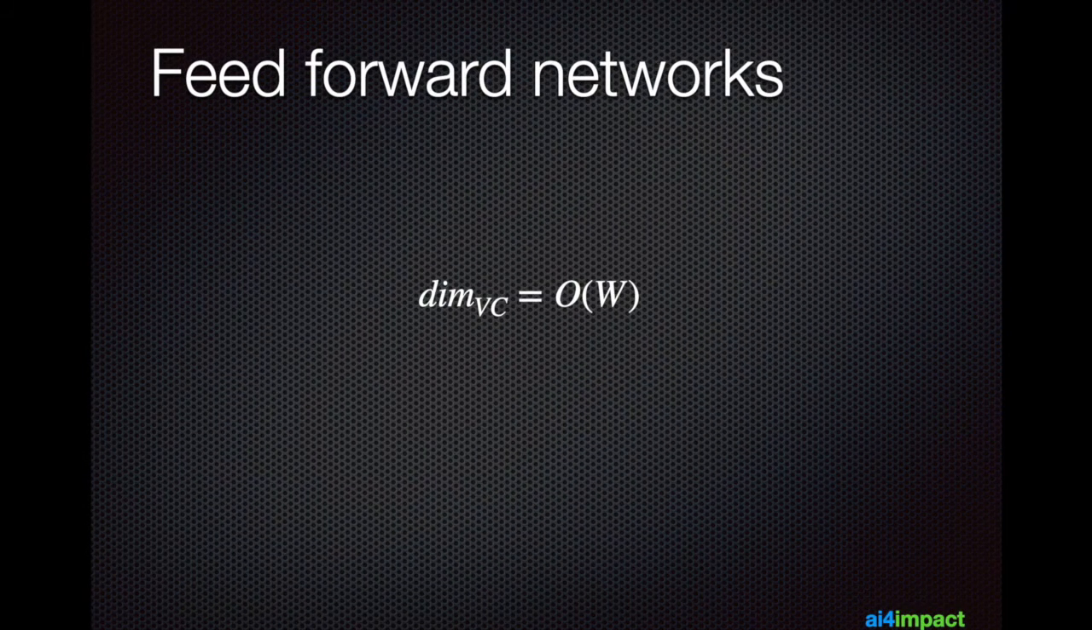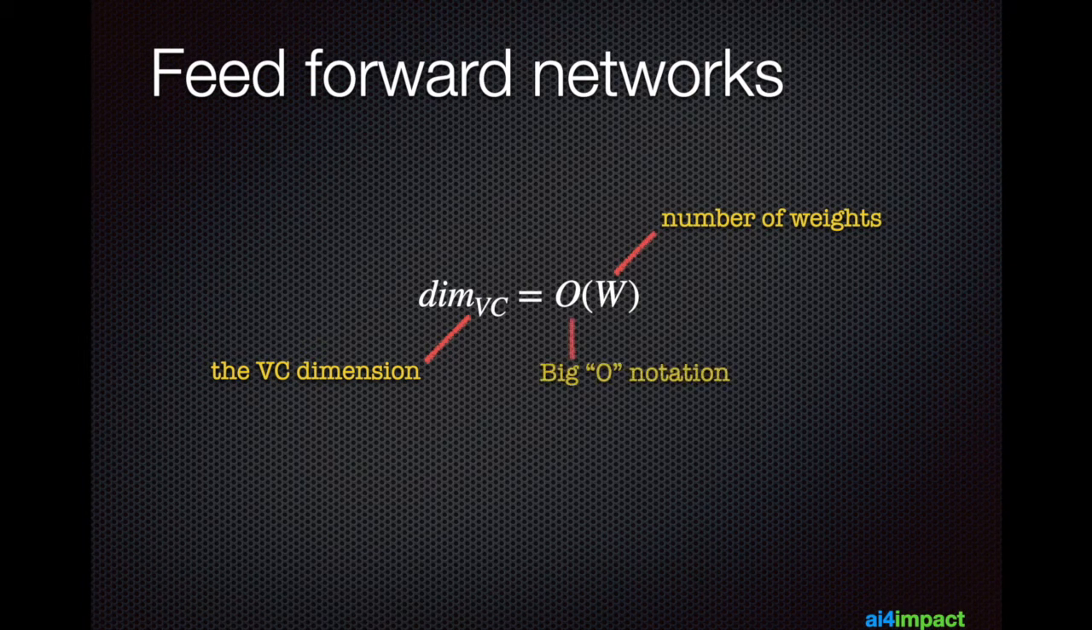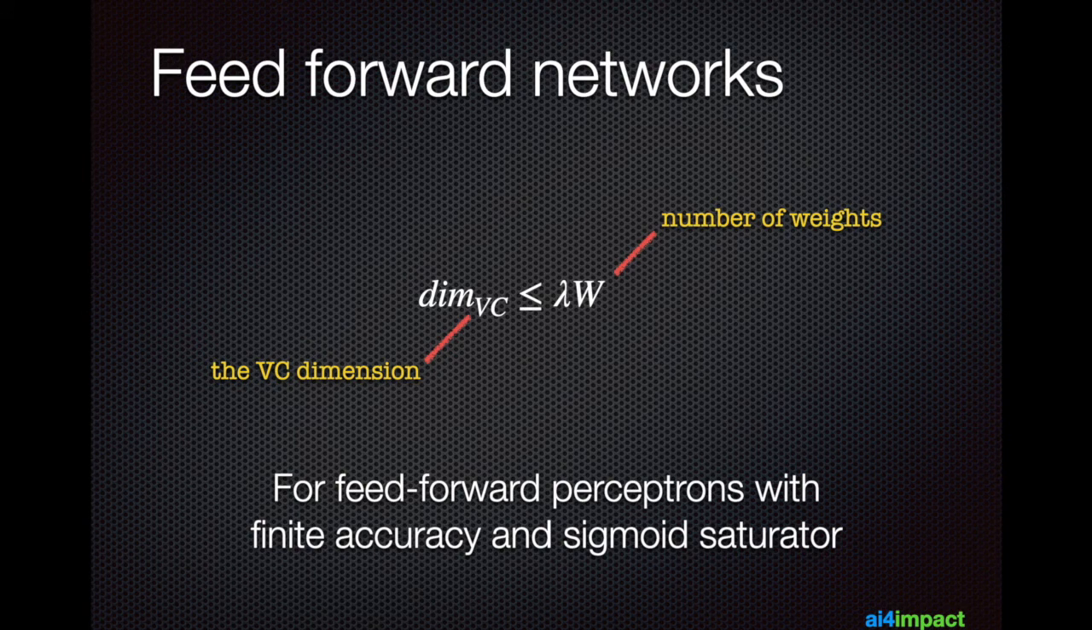We can estimate the size of your VC dimension, and for feed-forward networks, it is on the order of the number of weights that you have. So if dim VC is the VC dimension, and W the number of weights in your neural network, we can use something called the big O notation, which I'll describe shortly. The big O notation simply means that the VC dimension is less than some lambda or some constant times the number of weights for large enough number of weights.